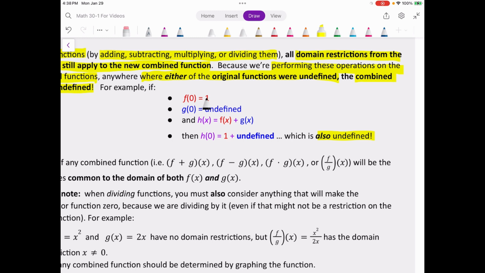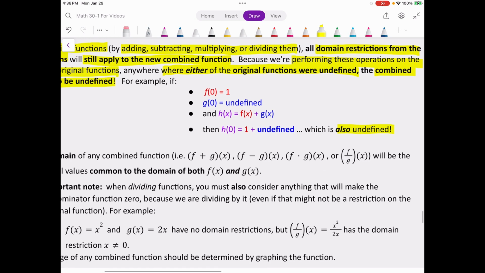It just gives us 1. But it's not in the domain of g. It gives us an undefined result. And since h depends on g, right? H involves the function g. If g is undefined at 0, then there you go. H is also undefined on 0, right? If either of these are undefined, h is undefined there as well, okay?